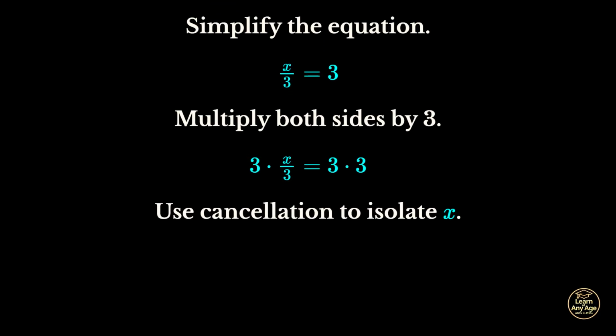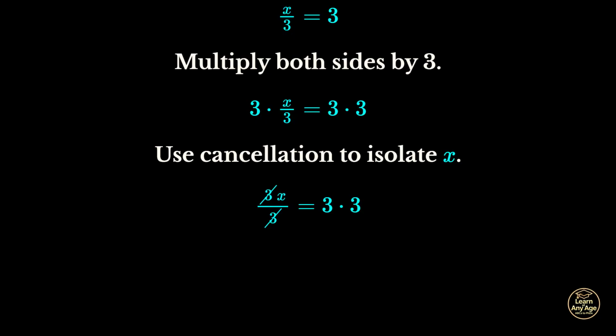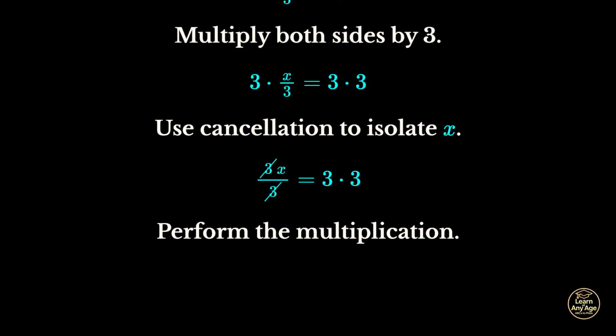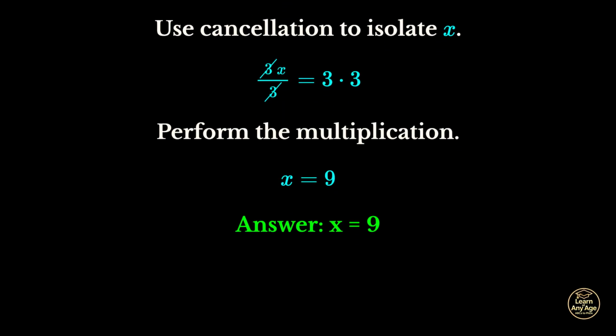Use cancellation to isolate x. 3 cancelled out, x over 3 cancelled out, equals 3 times 3. Perform the multiplication. X equals 9. Answer, x equals 9.